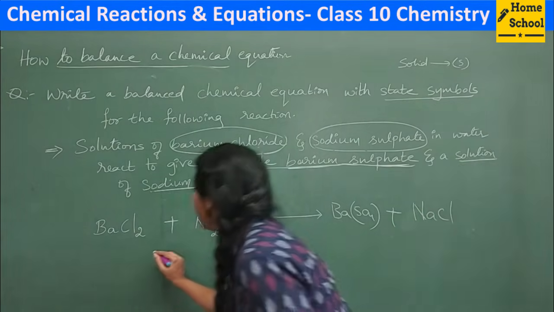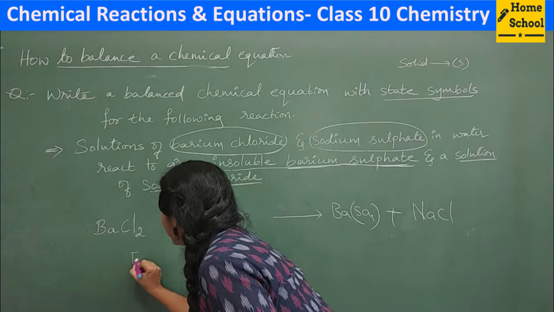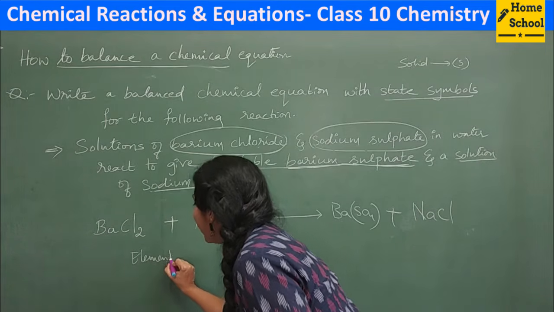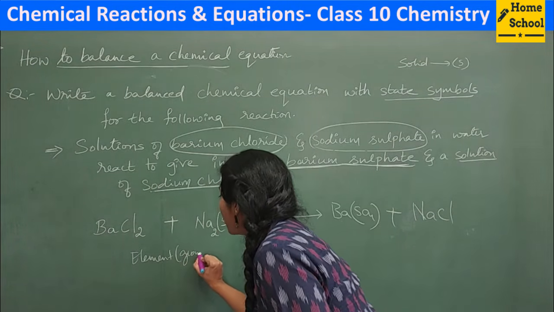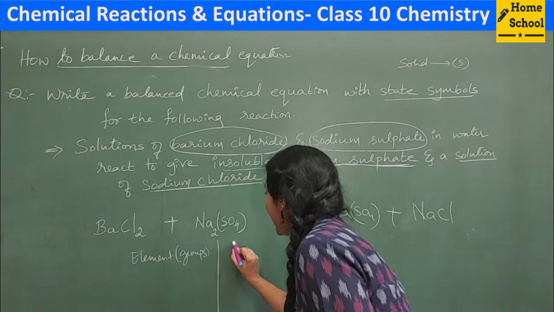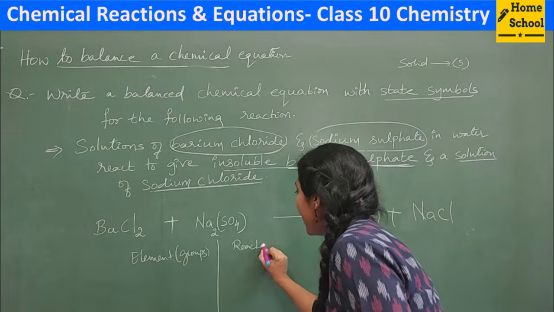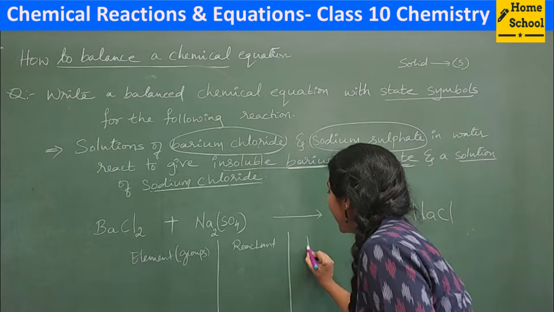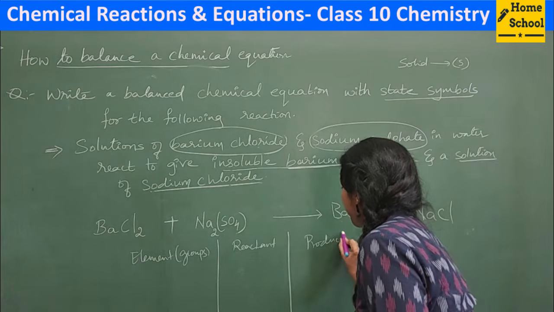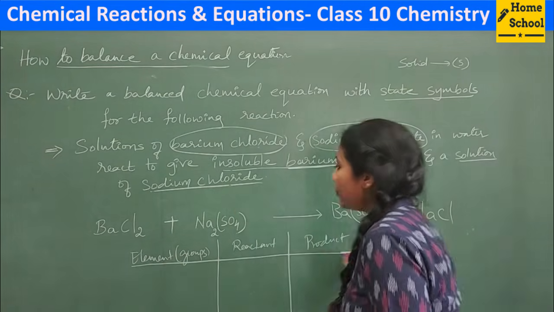So for balancing, what do you do? You will write the elements. You will make a list, right? Elements and groups present, and how many are there on the reactant side and how many are there on the product side, right? So this table you have to make.